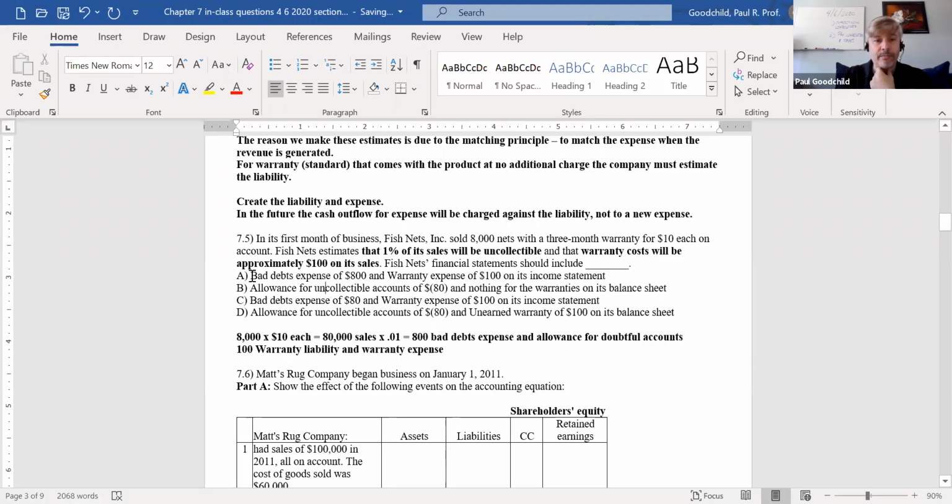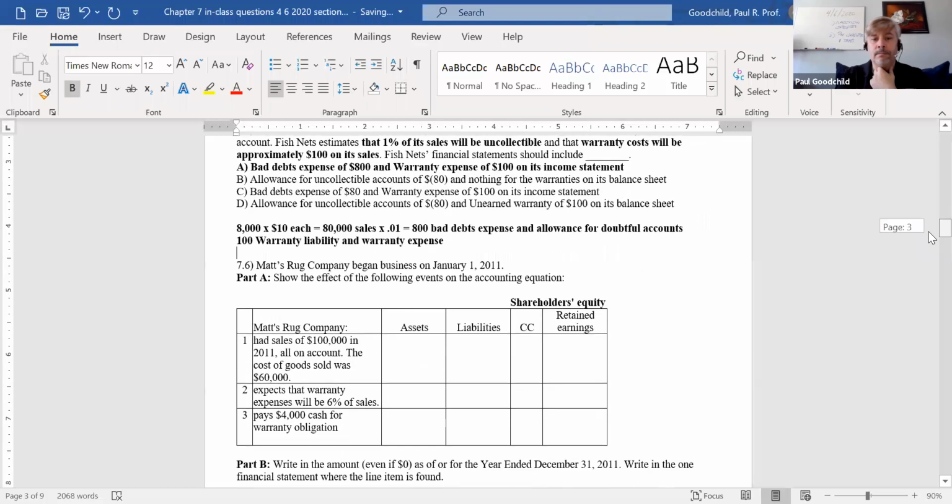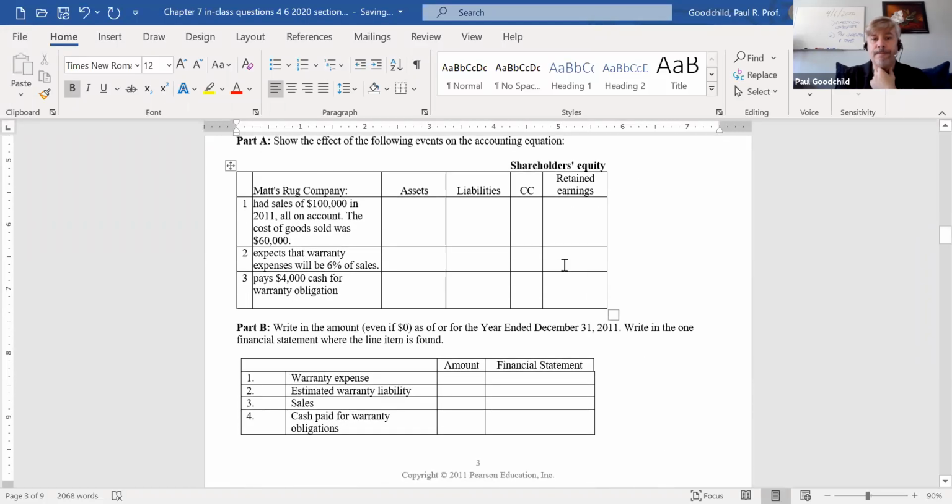So that's correct. Okay. But let's look through the other ones. Allowance for uncollectible accounts of 80, nope. Bad debts expense of 80, nope. And allowance for uncollectible accounts of 80. So nope. The answer is A. Any questions so far?